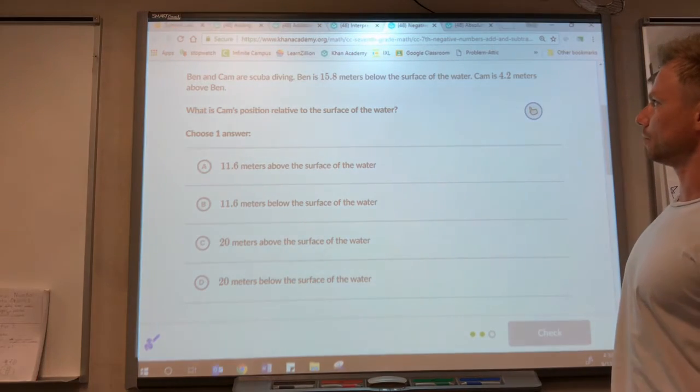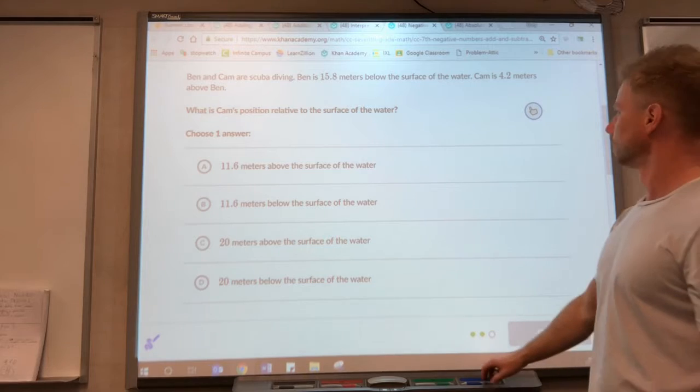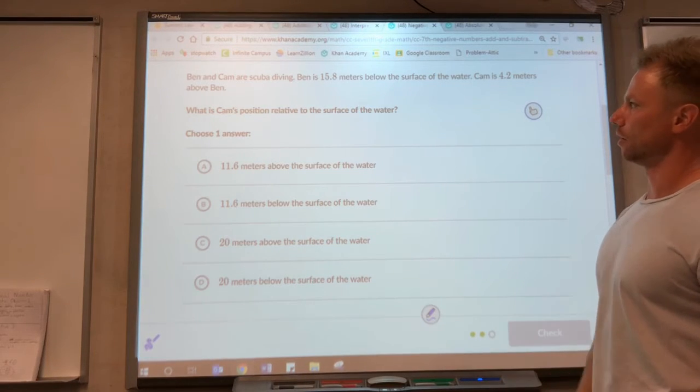Ben is 15.8 meters below the surface of the water. Cam is 4.2 meters above Ben.